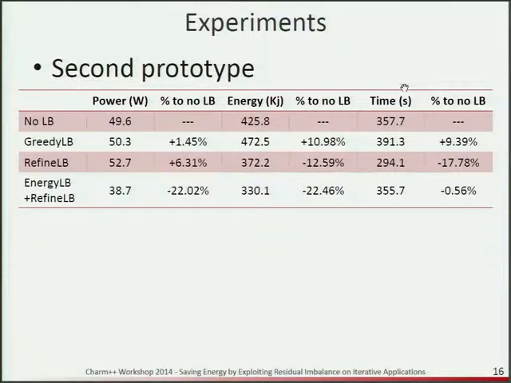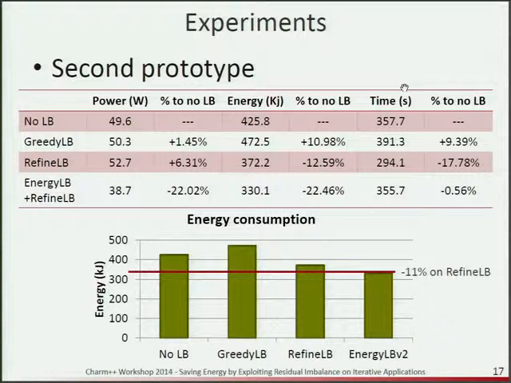We have the average power, energy, and times that we measure for these different experiments. And what we see here when we focus on energy consumption is that when we're using greedy LB, in this scenario, we are going to increase the energy consumption of the application because greedy LB is actually increasing the total execution time. And that happens because migrating tasks in this platform can be very costly, and greedy LB is going to migrate them a lot, okay?